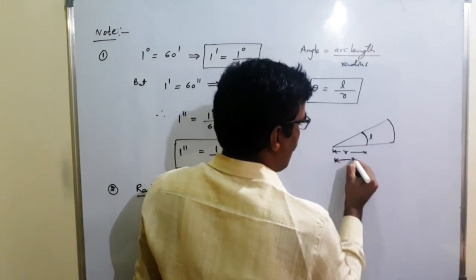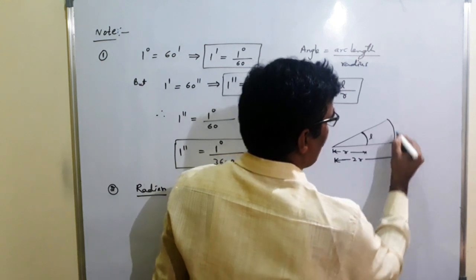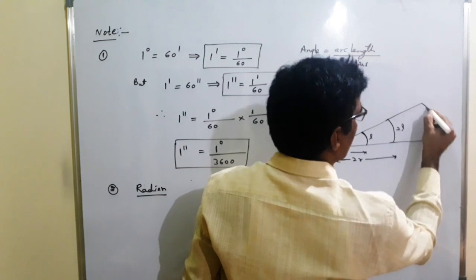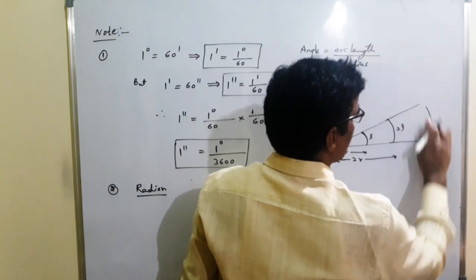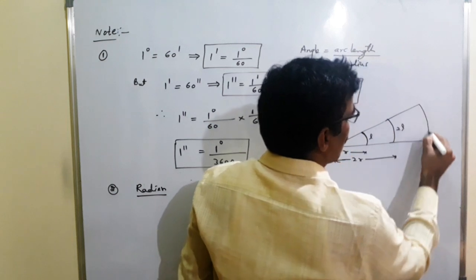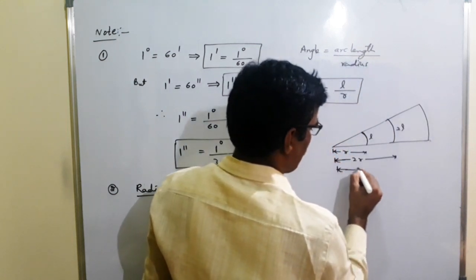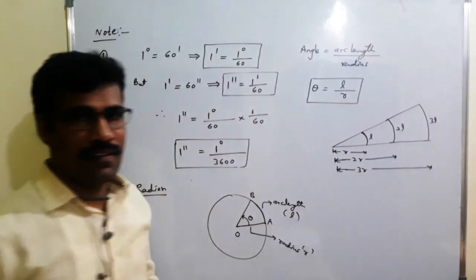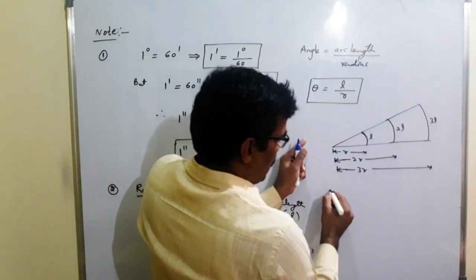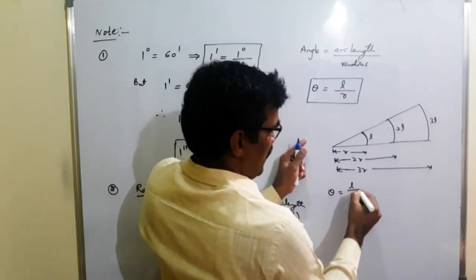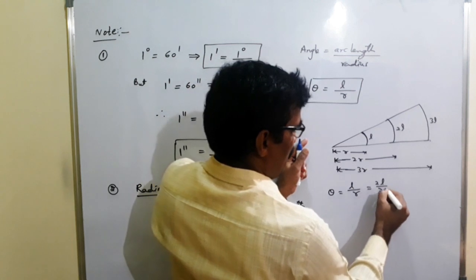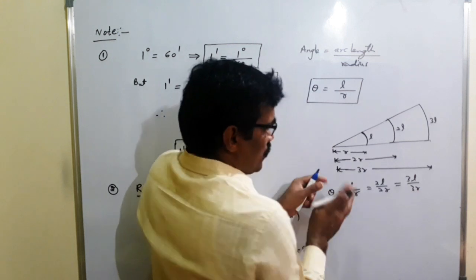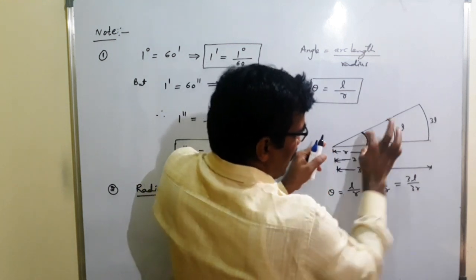Radius is suppose 2r, length of arc 2L. Then this is 3r radius, arc length 3L. But in all cases the angle theta is equal to L by r, 2L by 2r, 3L by 3r. That's why the angle remains the same.